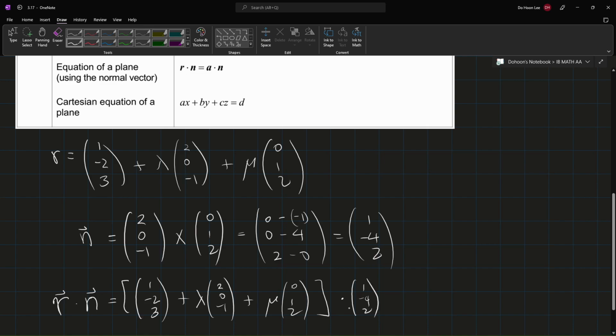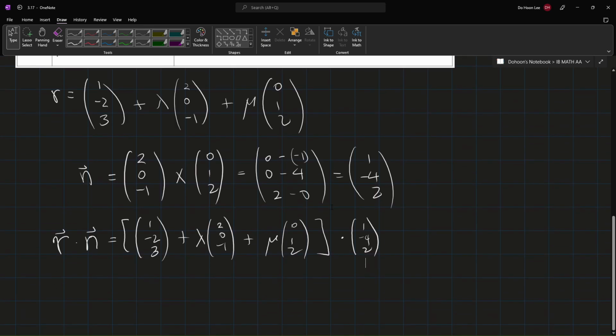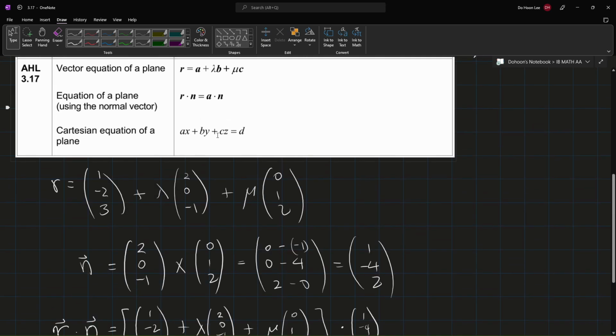Before we do that, we have to remember that the vector product of two vectors is perpendicular to the two vectors, which means that the scalar product of the vector product with either of the two vectors will be 0. So my second and third terms on the right-hand side will be 0, so we get r dot n equals 1, negative 2, and 3 dot 1, negative 4, and 2, which is simply the same as a dot n, which is what we want in our formula.